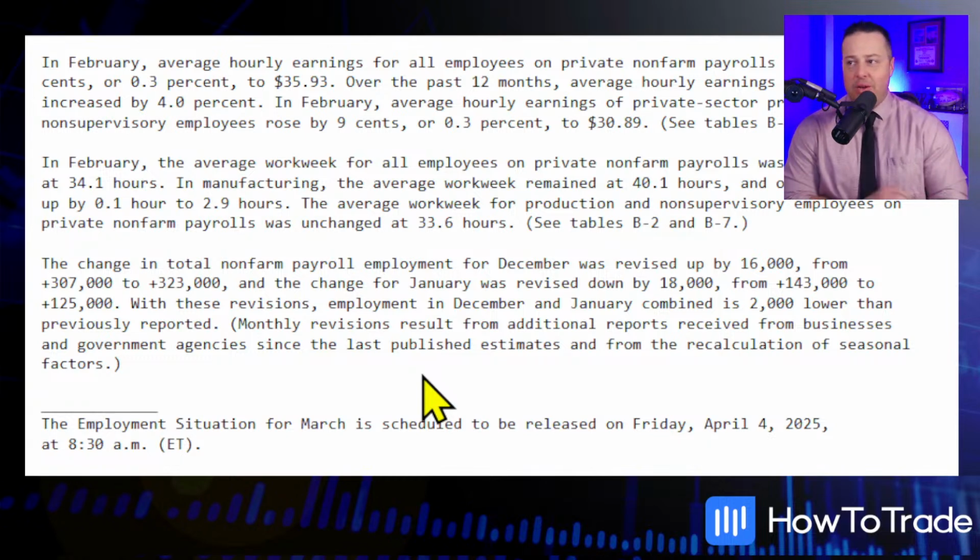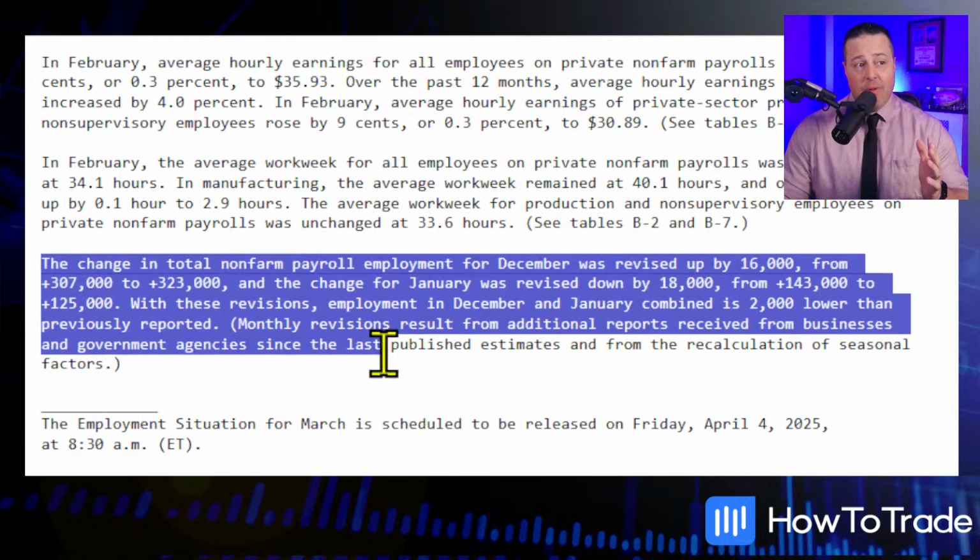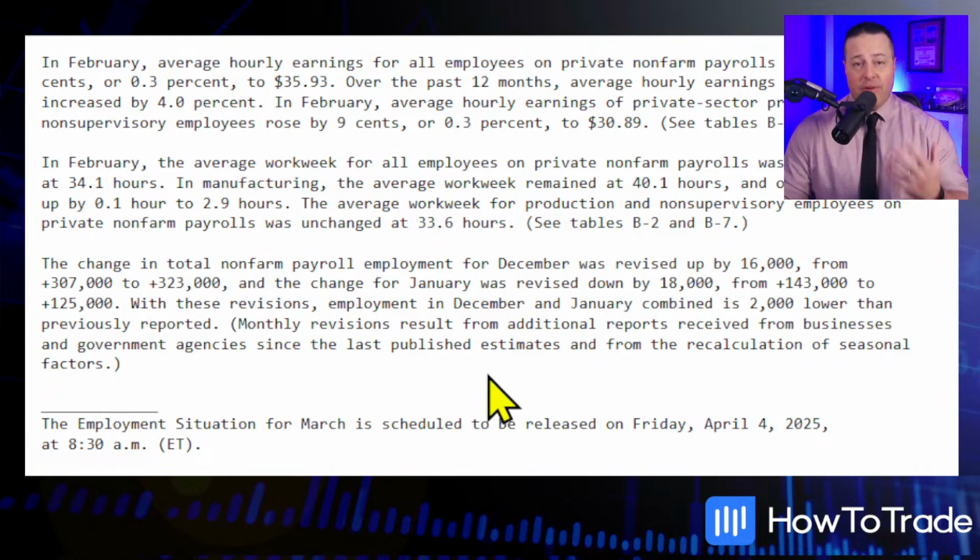Now listen, I don't care, and I want to be very clear about this. I genuinely do not care if you're a Republican or a Democrat. I don't care if you're a liberal or conservative. I don't care if you like Trump or hate Trump. I don't care. But this right here is setting the table for what's going to be a string of really dismal employment numbers coming our way.